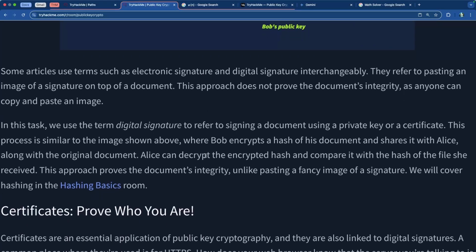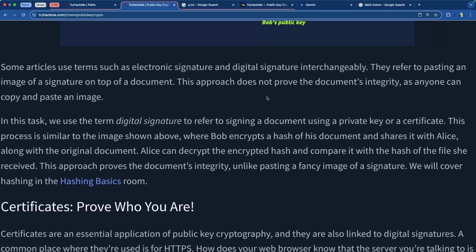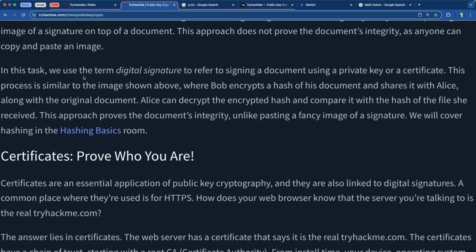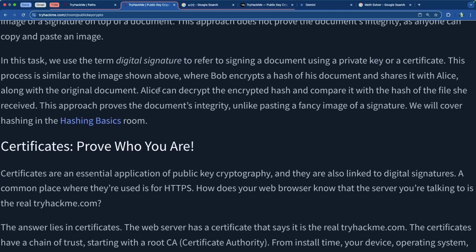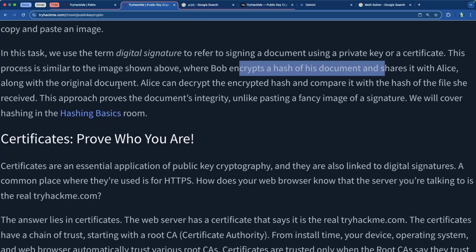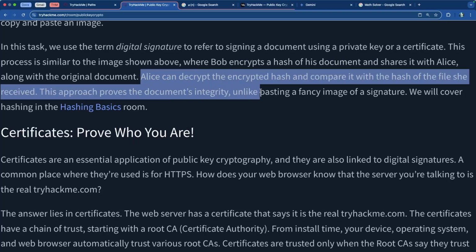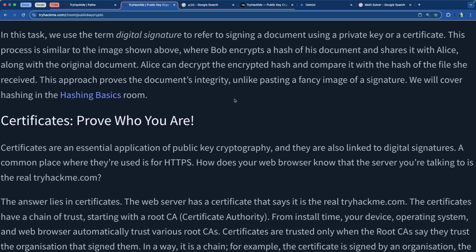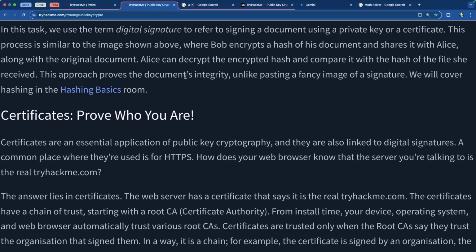So some articles use terms like electronic signature and digital signature interchangeably. They refer to pasting an image of a signature on top of a document. This approach does not prove the document's integrity, as anyone can copy and paste an image. In this task, we use the term digital signature to refer to signing a document using a private key or a certificate. This process is similar to the image that's shown above, where Bob encrypts it, and so on and so forth. Alice can decrypt the encrypted hash and compare it with the hash of the file that she received. This approach proves the document's integrity, unlike pasting a fancy image of a signature, and then we'll be talking about hashing in the next room.